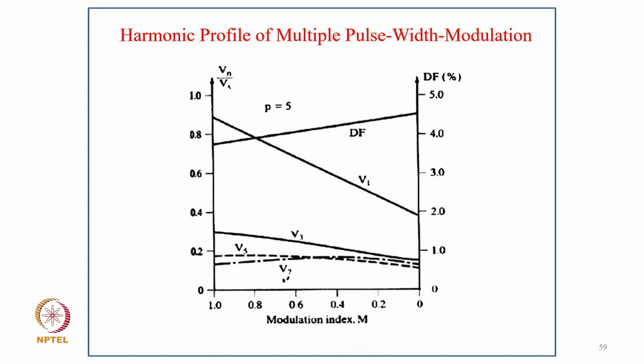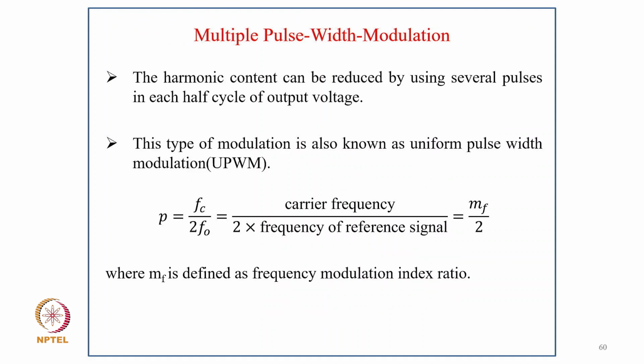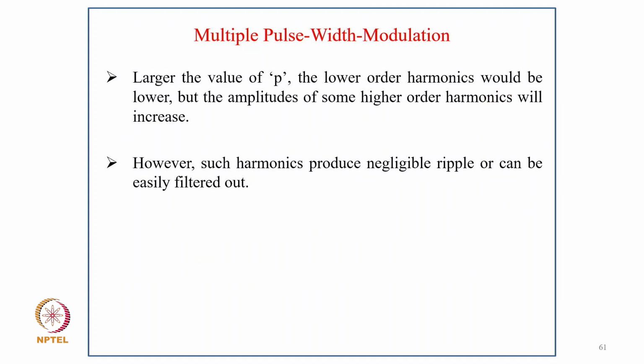And this is typically the harmonic pattern for a single pulse, and how the distortion factor and the fundamental and different harmonics vary with the modulation. The harmonic content can be reduced by using several pulses in each half cycle of the output voltage. This type of modulation is also known as uniform pulse width modulation, where P equals Fc upon 2F0, that is carrier frequency over 2 times the frequency of the reference signal, that is MF by 2, and where MF is defined as the frequency modulation index ratio.